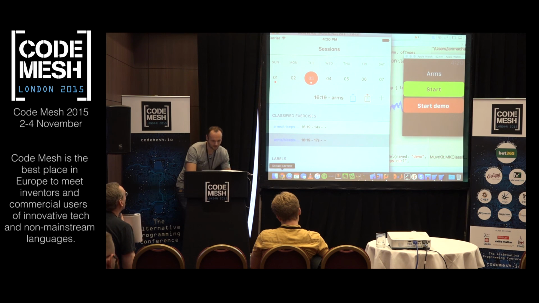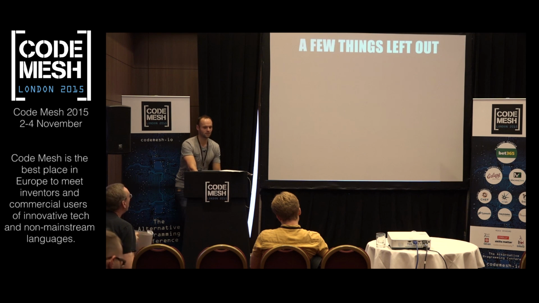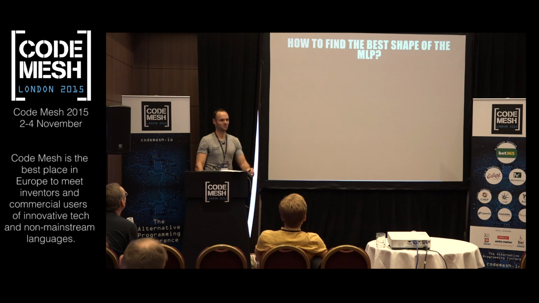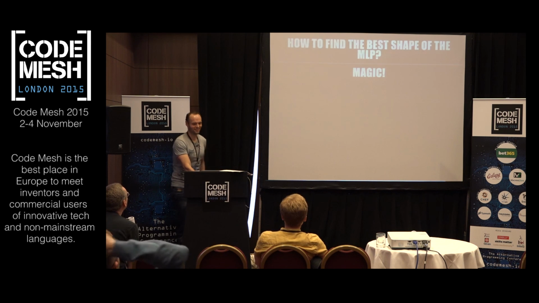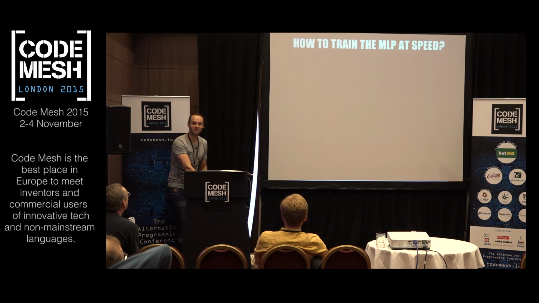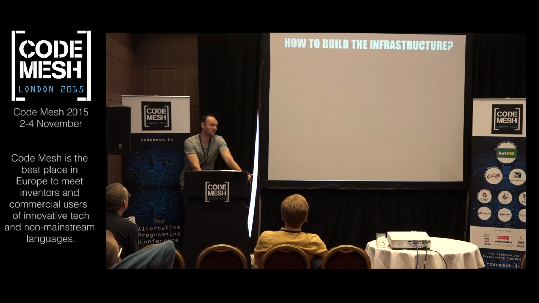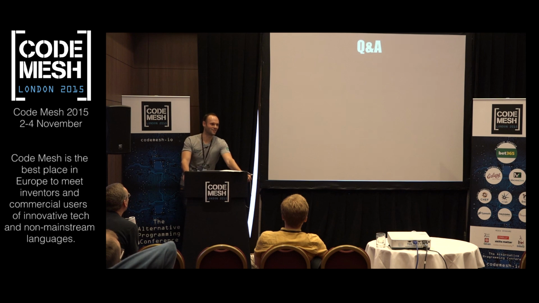So that's it. There are a couple of things that are missing. How to find the best shape of the perceptrons. Yeah, that's magic. How to train it at speed, right? So you have 1,000 users. That's magic. How to get the training data. That, in particular, is magic. How to build the infrastructure. Magic. Actually, not magic. Come and see it at Scala Exchange. We'll have all the infrastructure with GPUs.